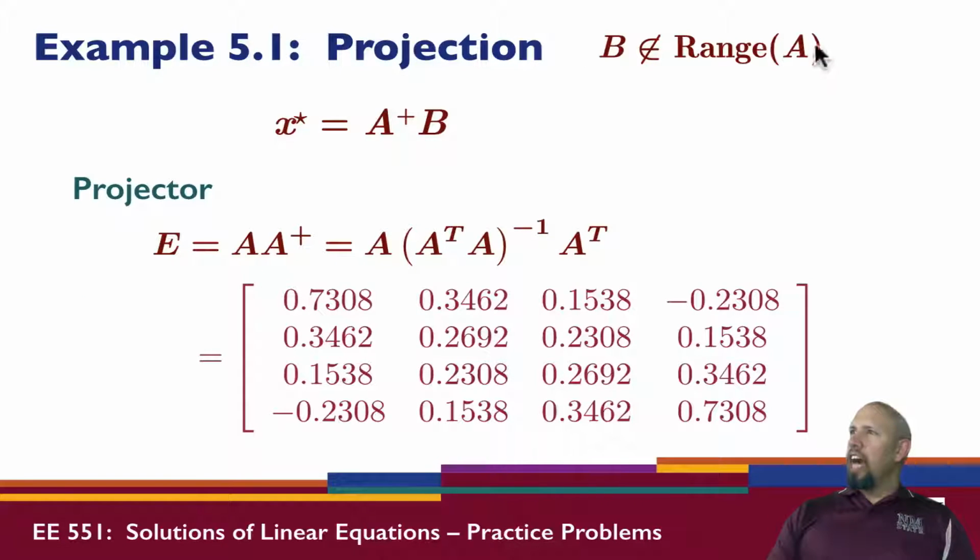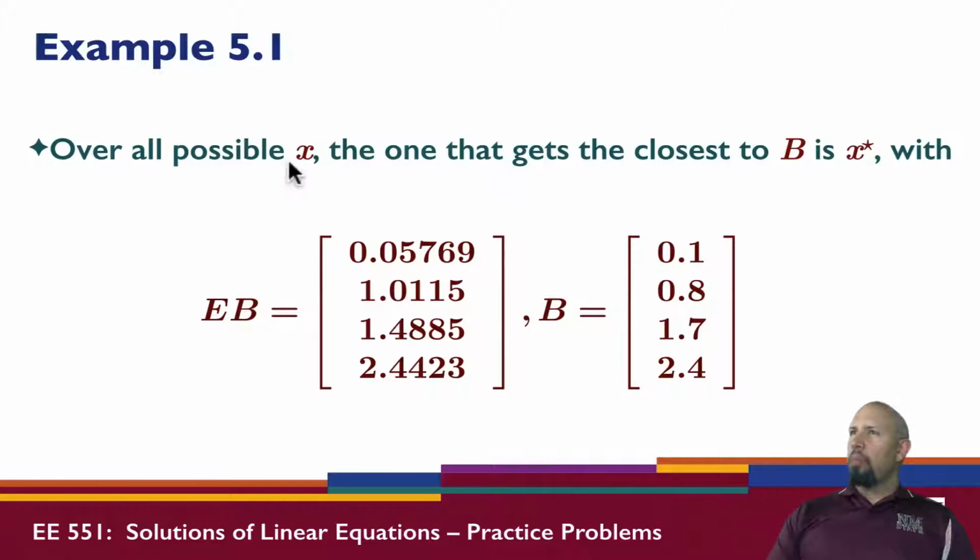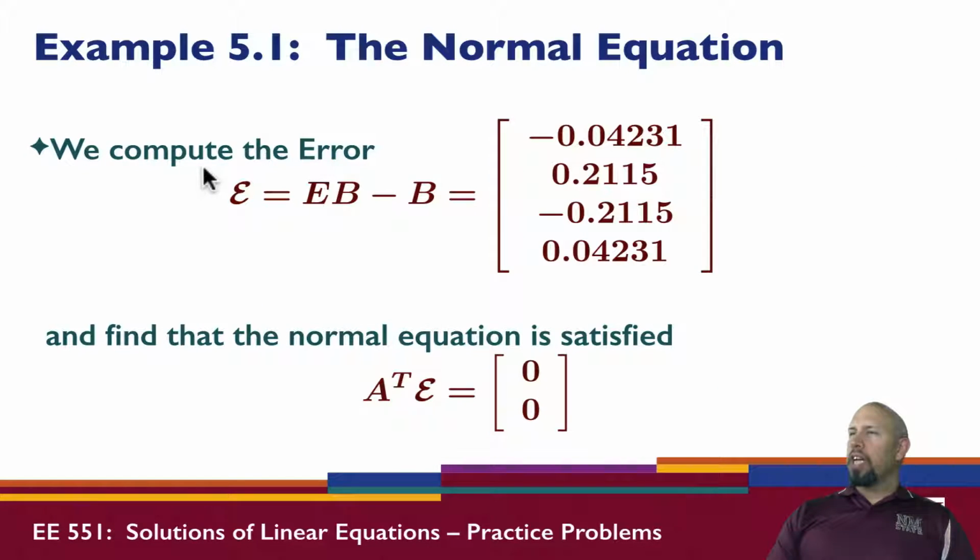Here, b is not in the range of A, and so the optimum solution is x star is equal to A pseudo-inverse times b. We define our projector E is equal to A times A pseudo-inverse. In this case, this is our pseudo-inverse, so this is the matrix that we get. Over all possible x, the one that gets the closest to b is x star, where x star is equal to A pseudo-inverse times b. So the projection of b, where b is this quantity. If we compute the error, Eb minus b, this is what we get.